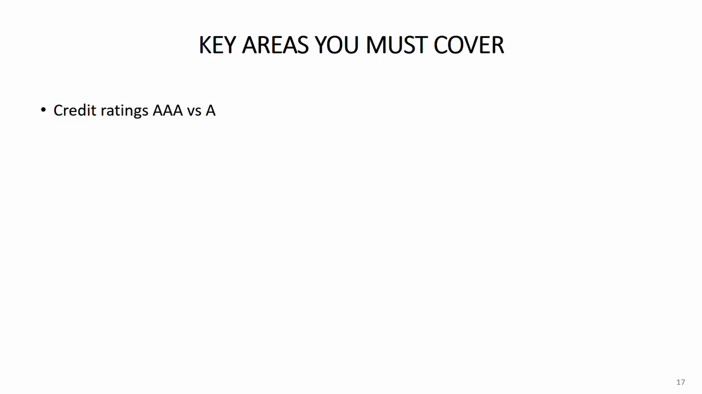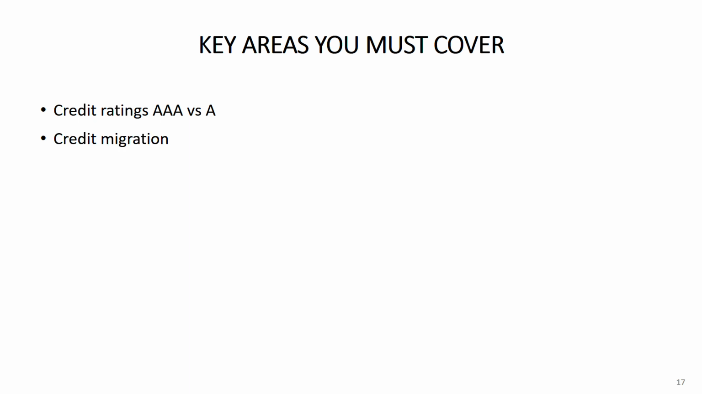Next we have credit ratings. You should know how the credit rating works from AAA versus A. Which one is better, AAA or A? AAA is better. AAA has a better credit rating compared to A, because that means AAA is less risky than A. A is more risky.